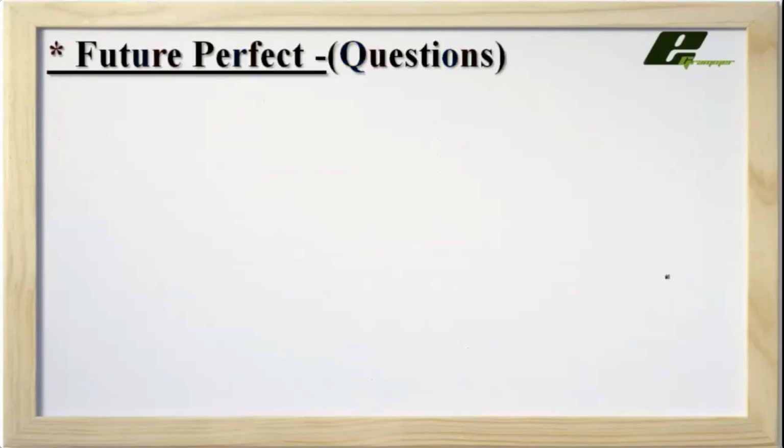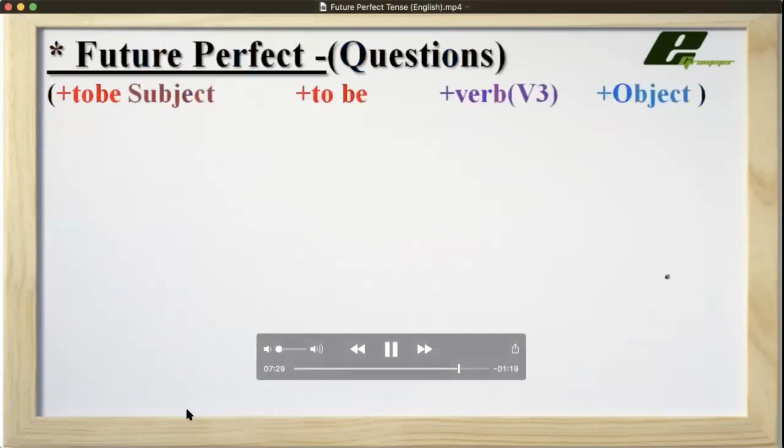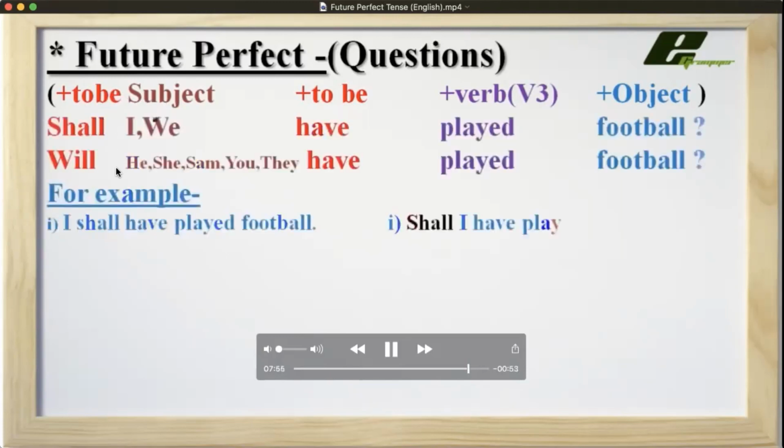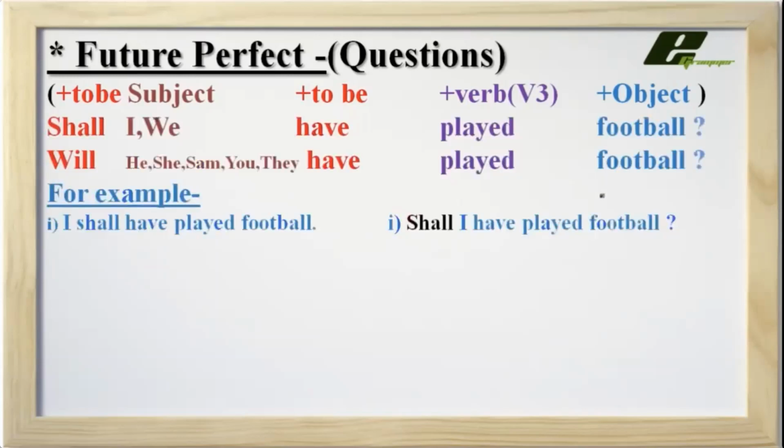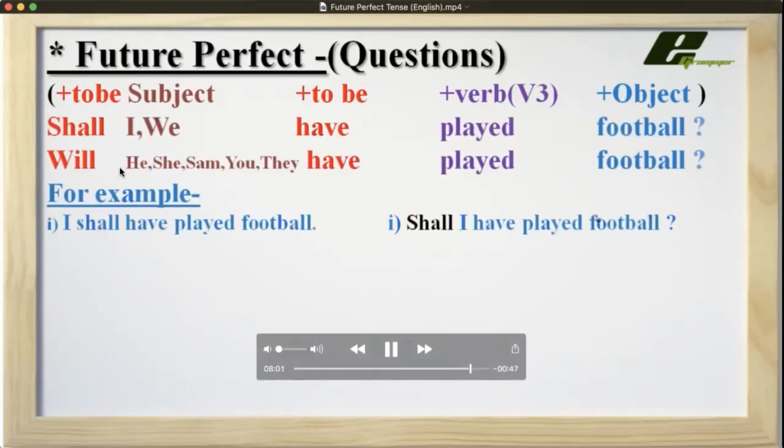Next, we're going to talk about questions. Here is the formula of question sentences: to be, subject, plus verb 3, and plus object. The auxiliary verb precedes the subject, it comes before the subject. For example, shall I, we have played football? Will he have played football? See this example: I shall have played football. Shall I have played football?